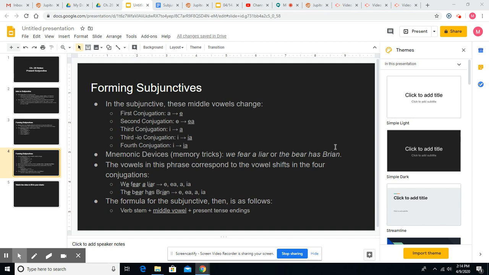So the formula for a present subjunctive is right here. The verb stem plus the middle vowel, whichever one corresponds to that conjugation, plus the present tense endings, either active or passive as appropriate. For active, m, s, t, mus, tis, nt, and then for passive, r, ris, tur, mur, mini, ntur.